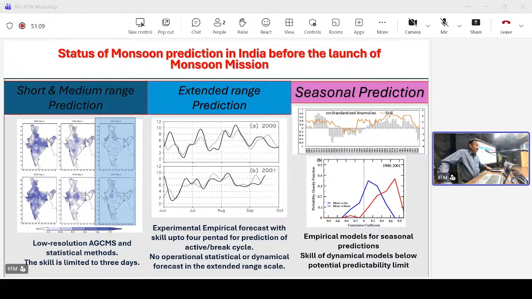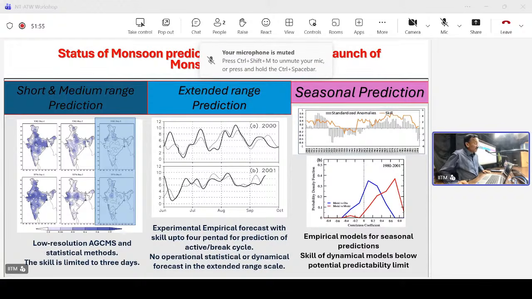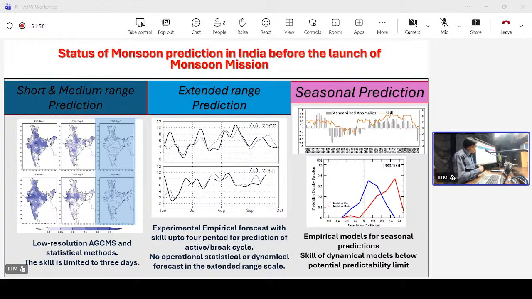If you look at extended range predictions, there used to be only empirical models, but you know that empirical models have their own limitations. They are pretty good when they are developed, but when they are operationalized, things change significantly. When it comes to seasonal prediction, the empirical models' skill looks very promising in particular decades, but not in other decades. Whereas for the dynamical models, the PDF of the correlation between observations and the model is shown here. You see that it is very close to 0, which means dynamical models don't have any skill in predicting monsoons. That was the reality.